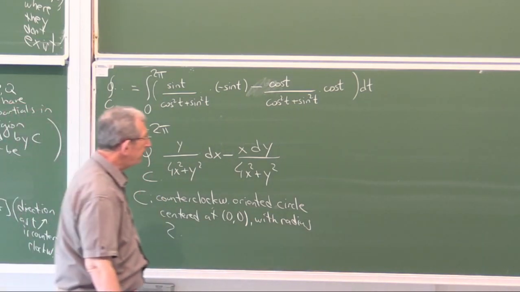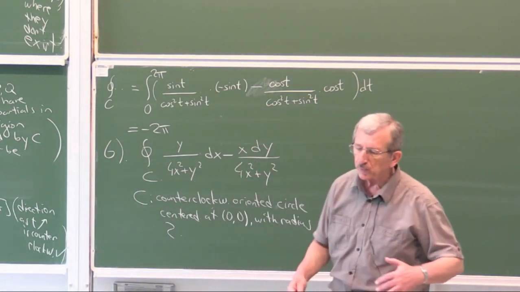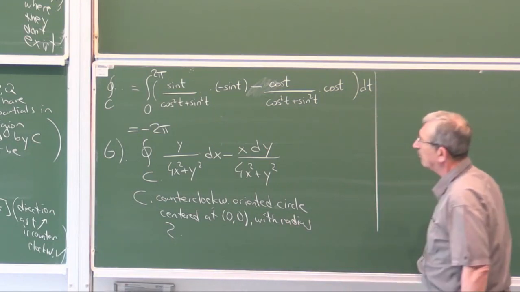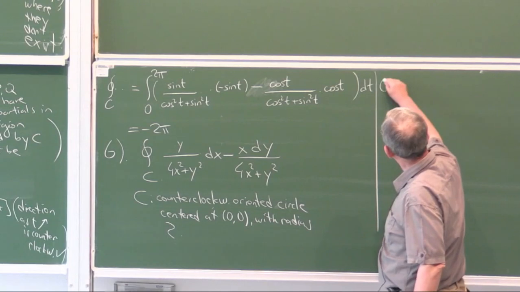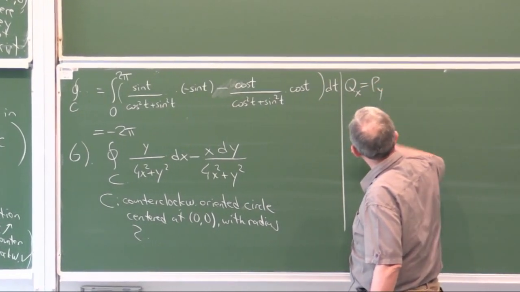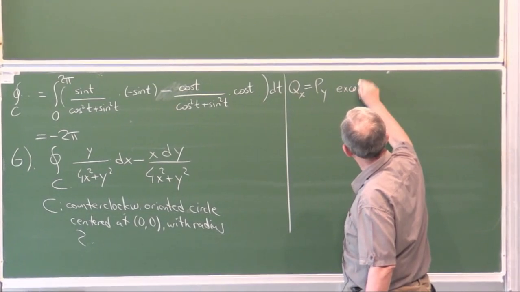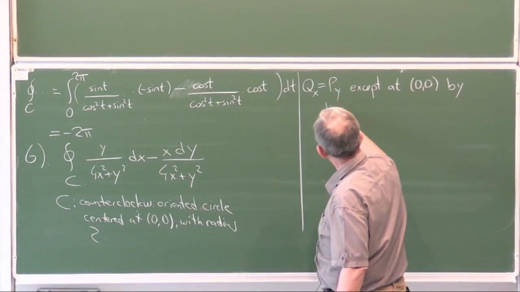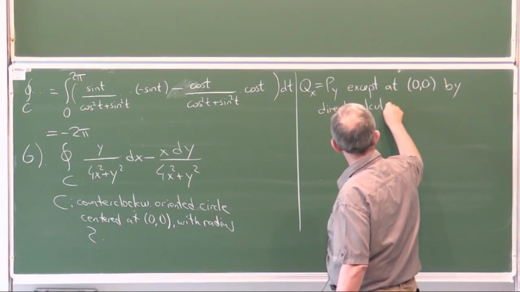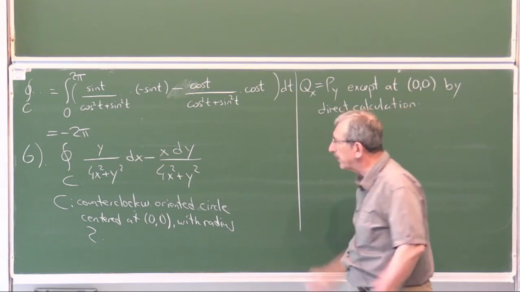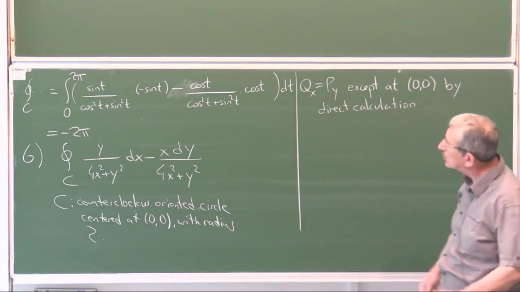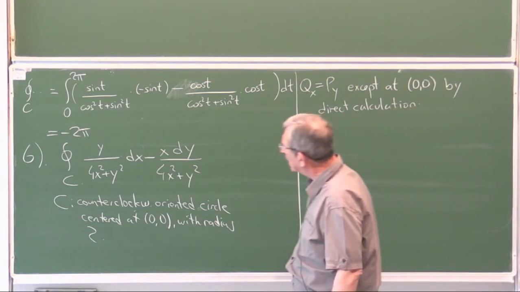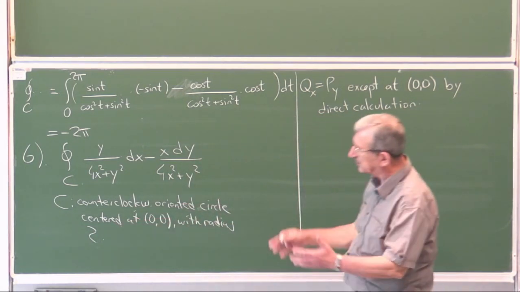Now, first of all, as in the previous case, we can calculate these things. I will not perform the calculations, but you can check them for yourselves. That is, Q sub x is P sub y, except at 0, 0, by direct calculation. We can verify this very easily. So we have this equality, but we have the bad point 0, 0 inside our circle, that is C.